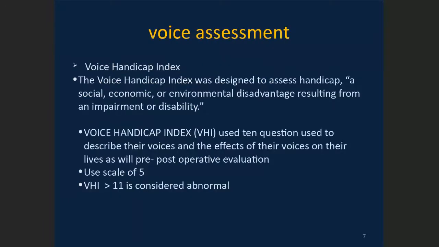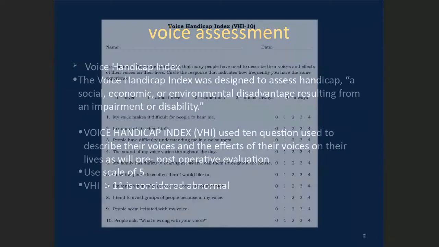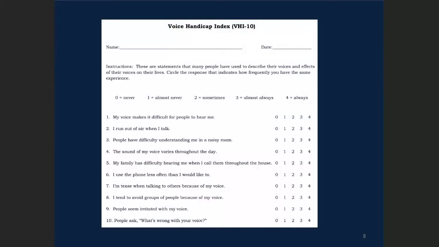For objective voice assessment, the voice handicap index is a tool where you give the patient questions. He will answer them using a scale of 5. If it is more than 11 points, that's abnormal. This is the voice handicap index, with the name of the patient and the date. He will answer questions like, my voice makes it difficult for people to hear me. The scale is 0 to 4, so a 5-point scale. If it's more than 11, that means abnormal.